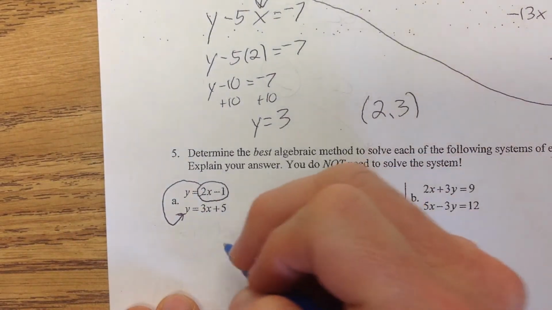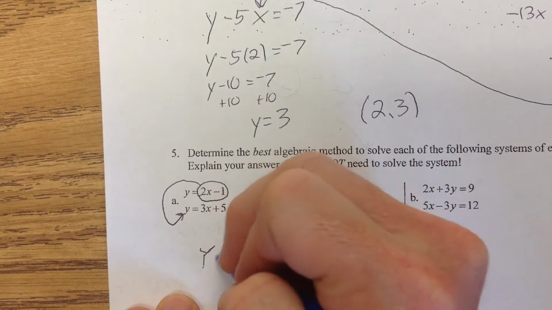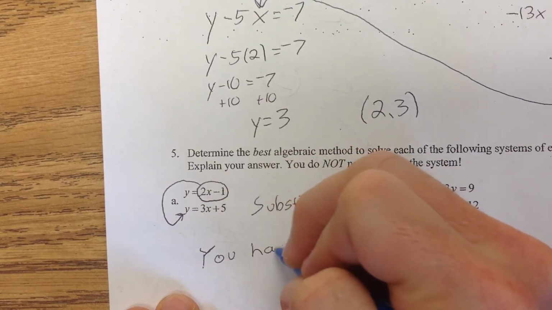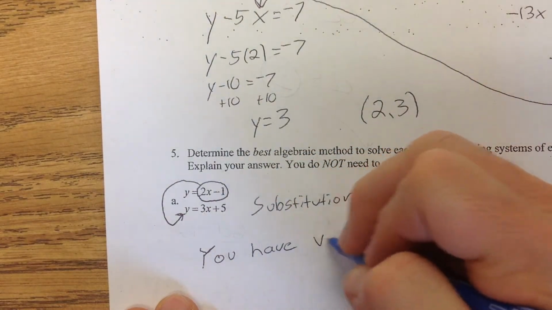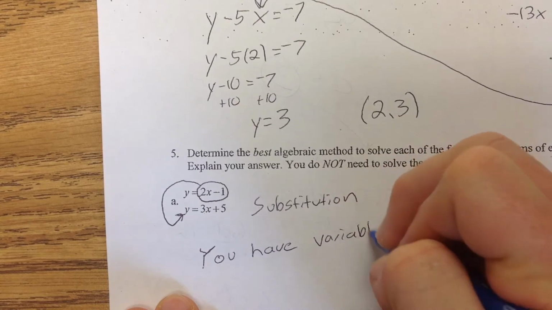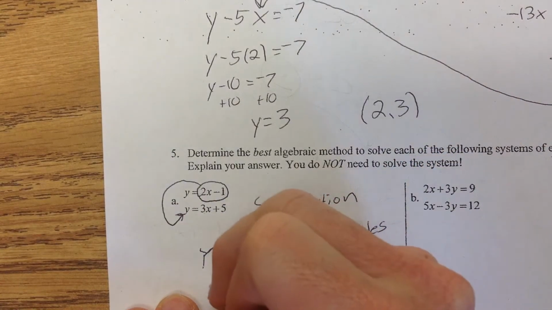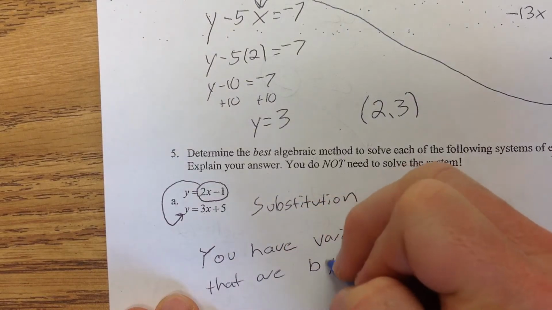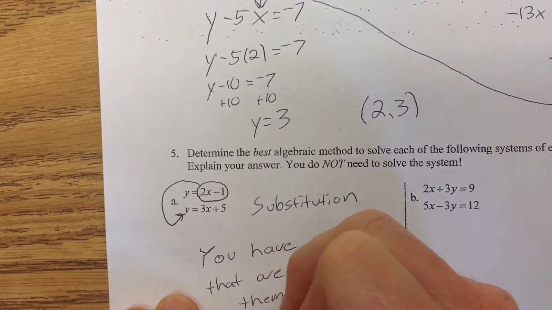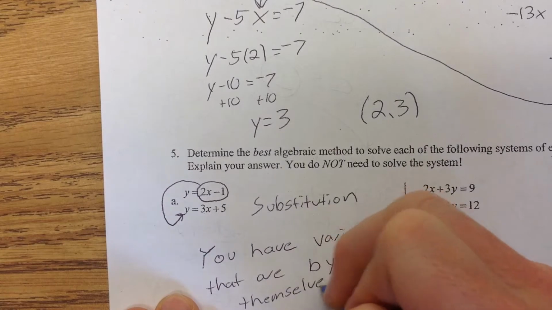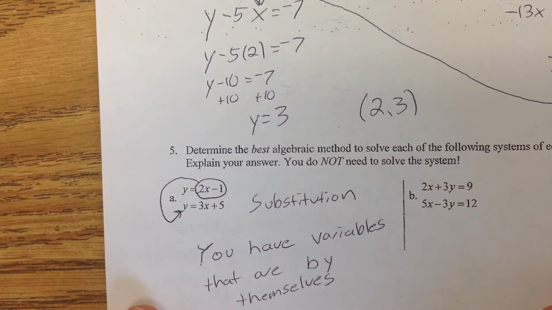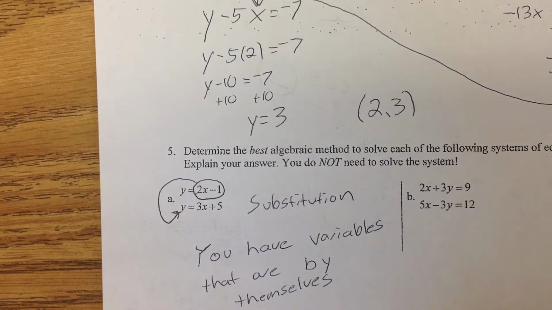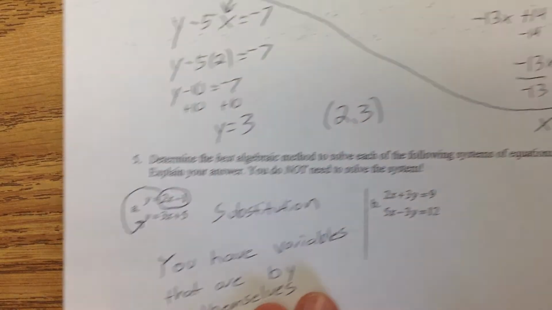And the reason would be you can either say letters or variables that are by themselves. Right? So you have variables that are by themselves, which makes it easier to make the substitution.